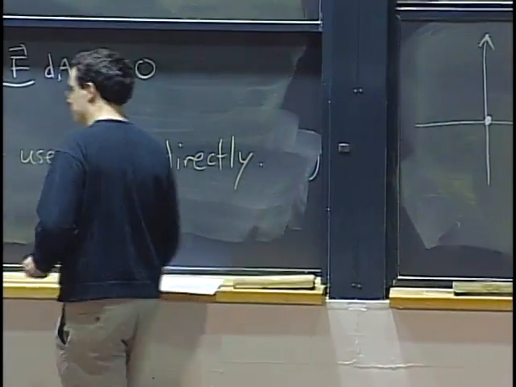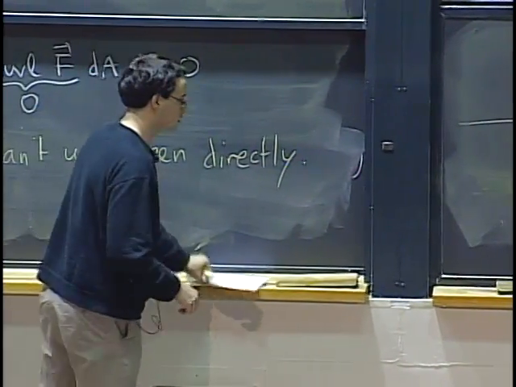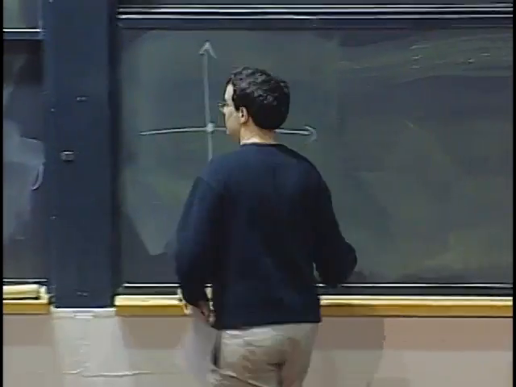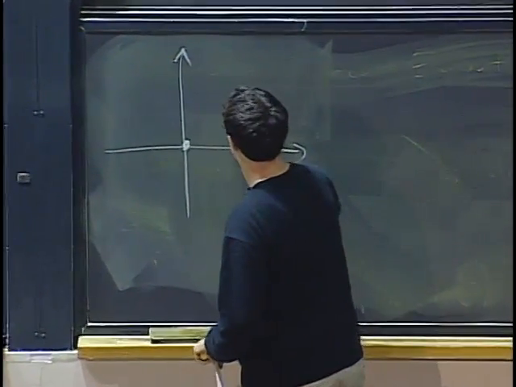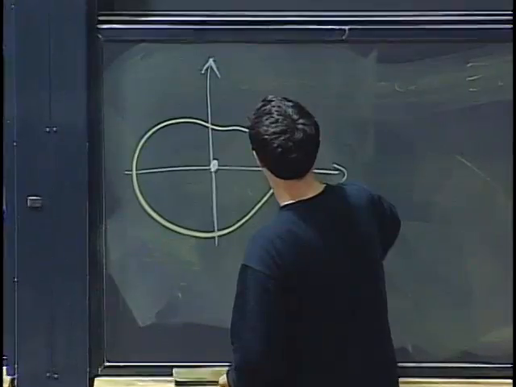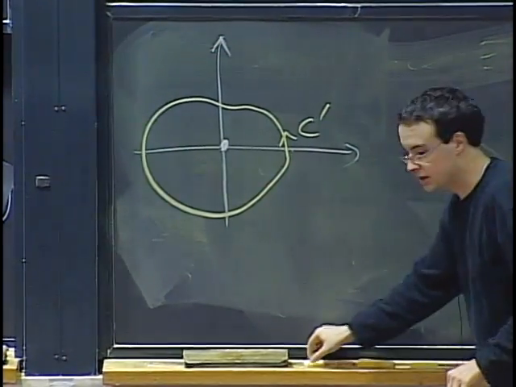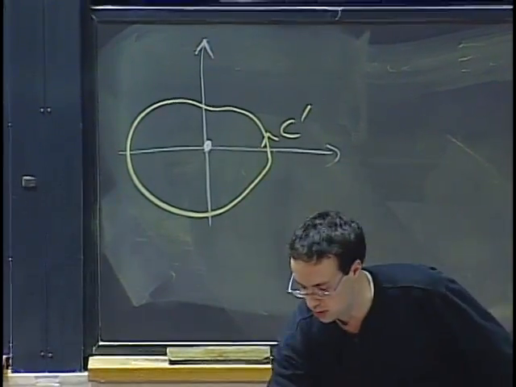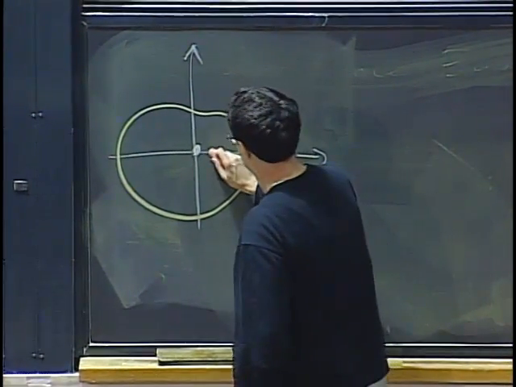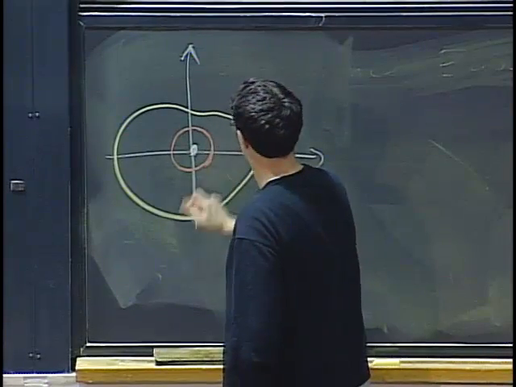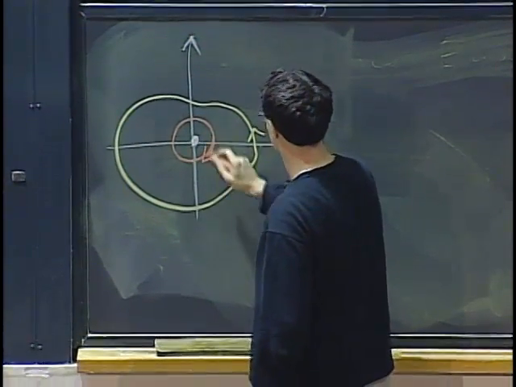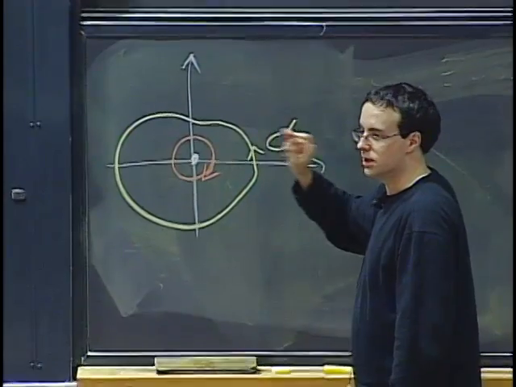So let's say that I have my curve C prime. I have this curve C prime, and I can't apply Green's theorem to the region inside it. But let's cut out a smaller curve. So that one I'm going to make going clockwise. You'll see why.